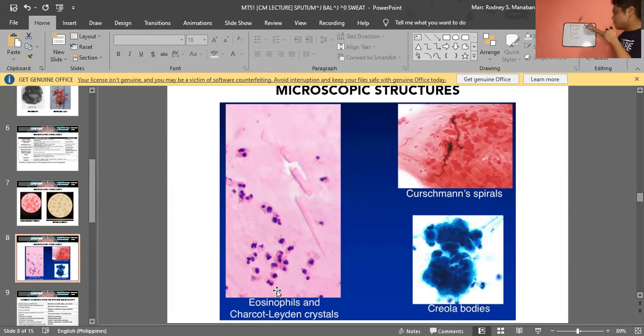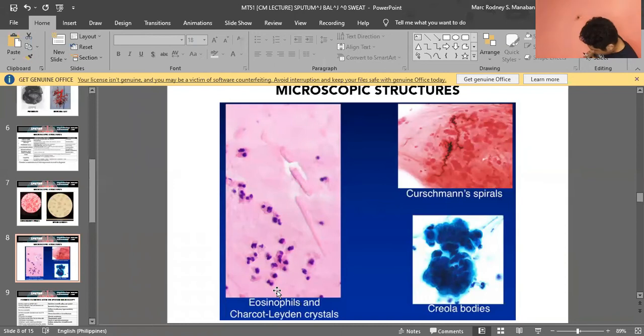Dietrich's plugs. You have Charcot-Leyden crystals, or eosinophils. Alright? And you have Kirschmann spirals. And then lastly, you have Crayola bodies. Take note, the mnemonic is DCCC. Dietrich's plugs, Crayola bodies, Kirschmann spirals, and Charcot-Leyden crystals. Those are the microscopic structures found in the sputum of patients with asthma.